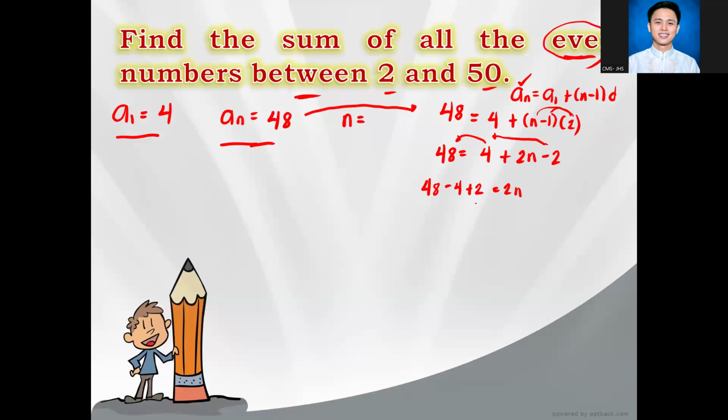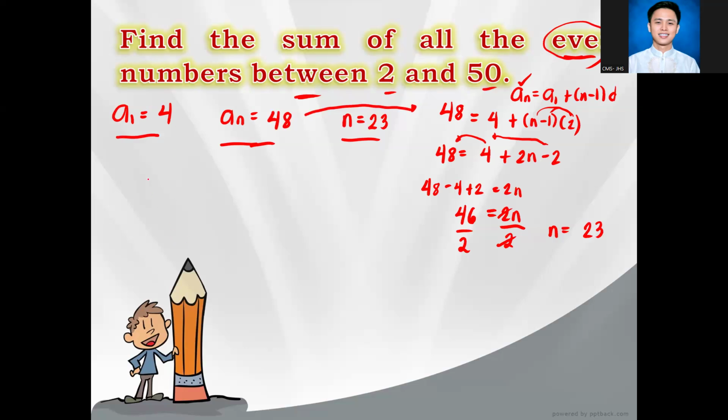Equals 2n. Simplify. 48 minus 4 is 44. 44 plus 2 is 46. So 46 equals 2n. To solve for n, we simply need to divide both sides by 2. So n equals 46 divided by 2, 23. So it's complete now. We have 23 here as our n. That means there are 23 even numbers that we are adding, starting from 4 and ending with 48.